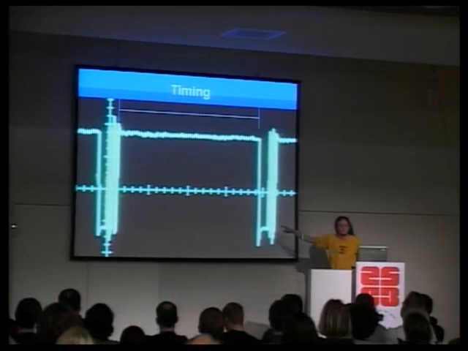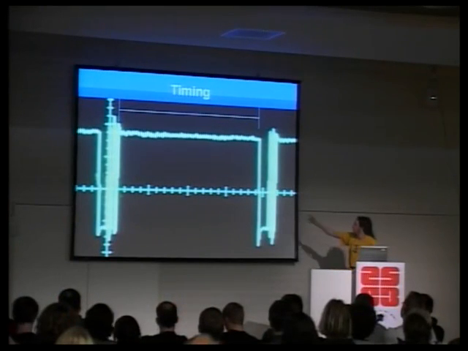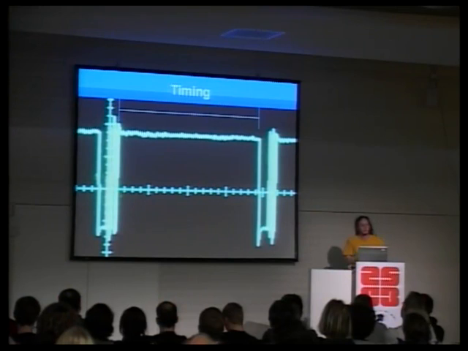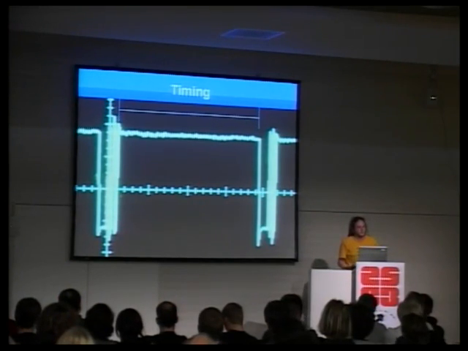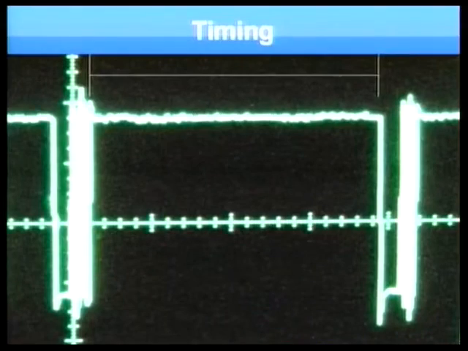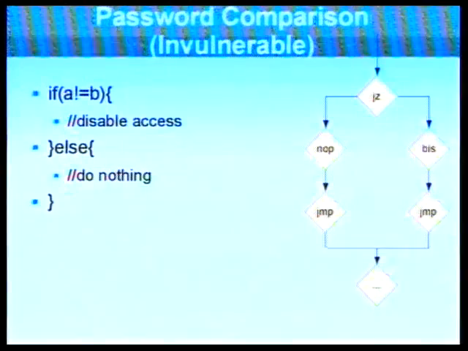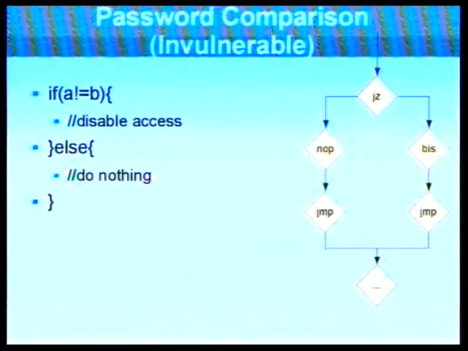Each one begins on a falling edge. After the falling edge, you've got your data bits, and then you have a single even parity bit to make the number of ones even. And then you have a stop bit, which is always high. When you do this, and you give it the password comparison command, it runs through code that might look like this. And this is the invulnerable version.